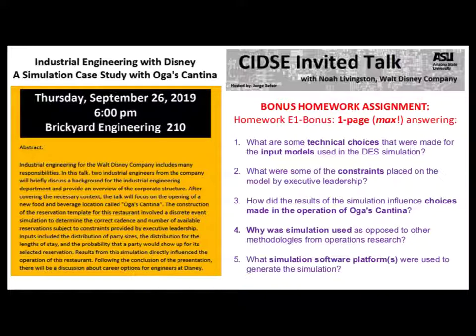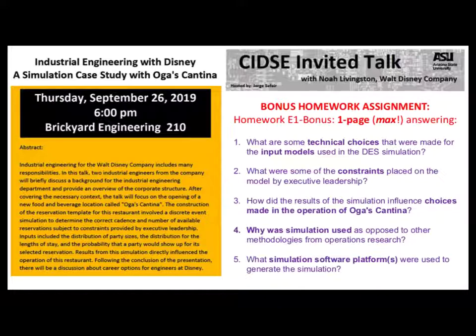He's going to talk about the input models that they used. I'm looking for some of the technical choices. So which input models? How did they choose these input models? There are going to be a number of different ways, but I want to capture some of the technical qualities that he'll report there. And feel free to ask questions as well.